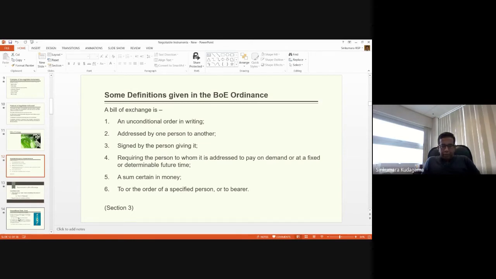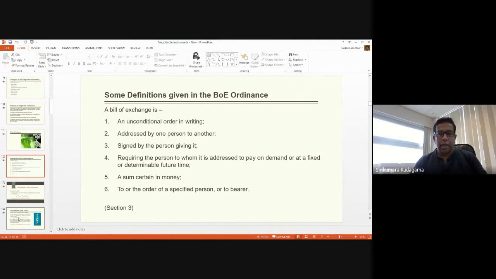Now, point number 6 should be to or to the order of a specified person or to bearer, meaning to the specified person or to the order of a specified person. You need to put the word 'to' after 'or'. 6 would read as 'to or to the order of a specified person or to bearer'. Right? We'll see what these things are.